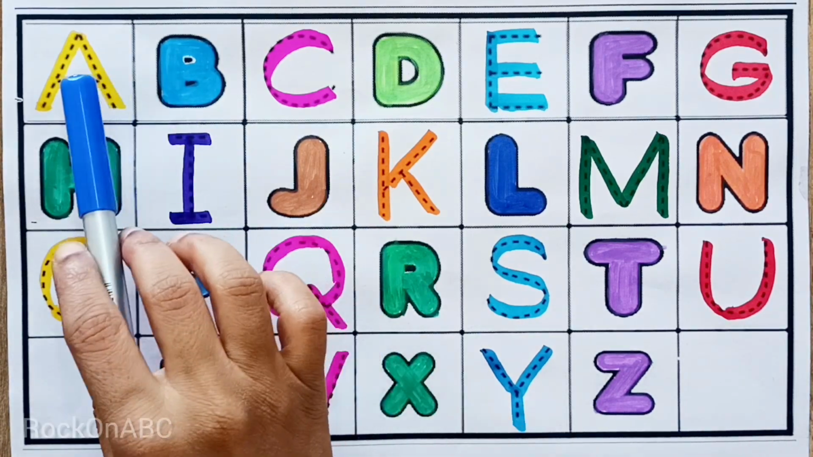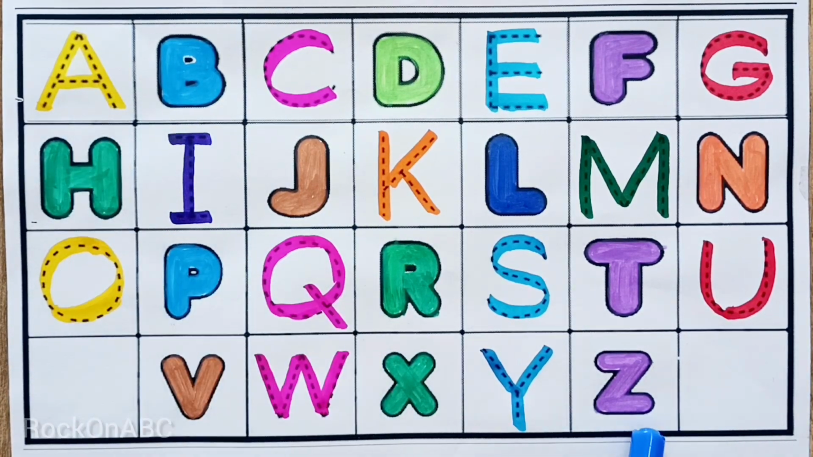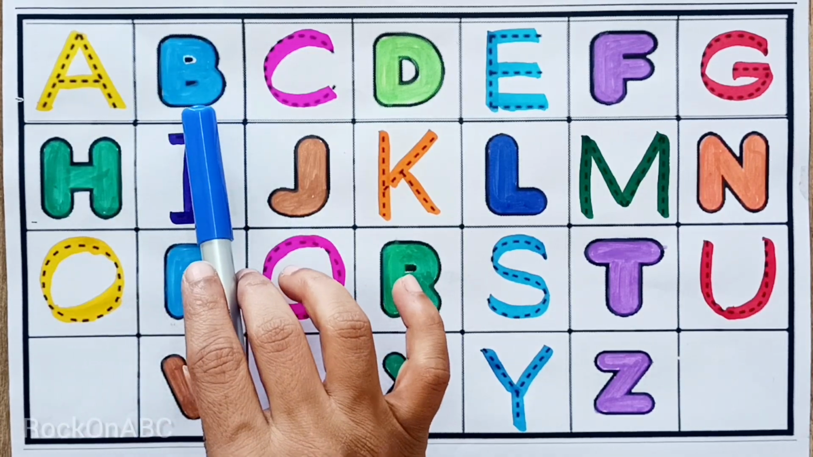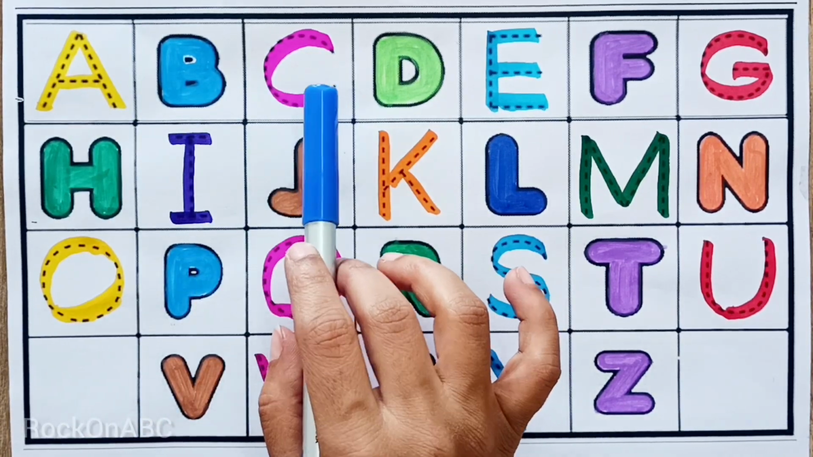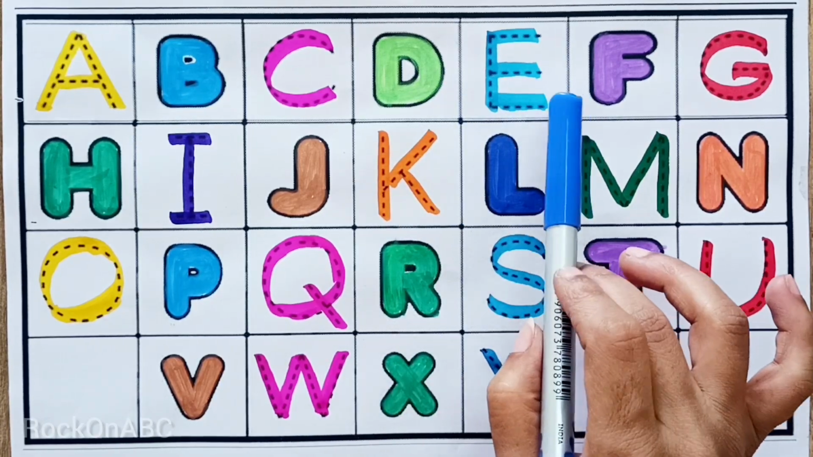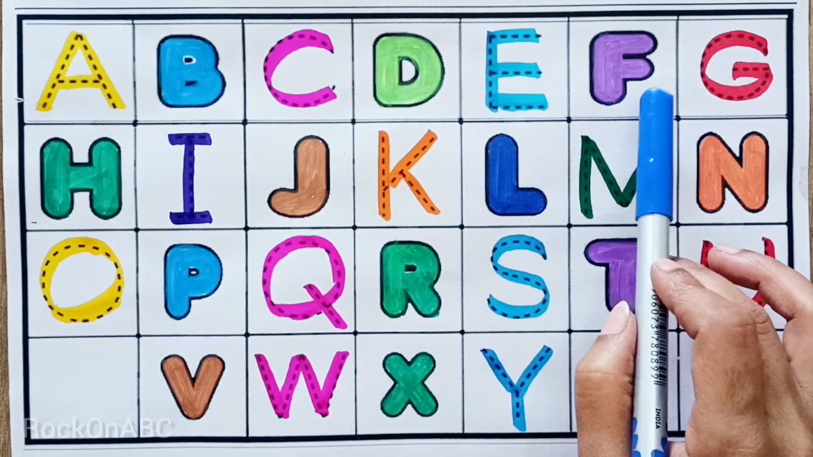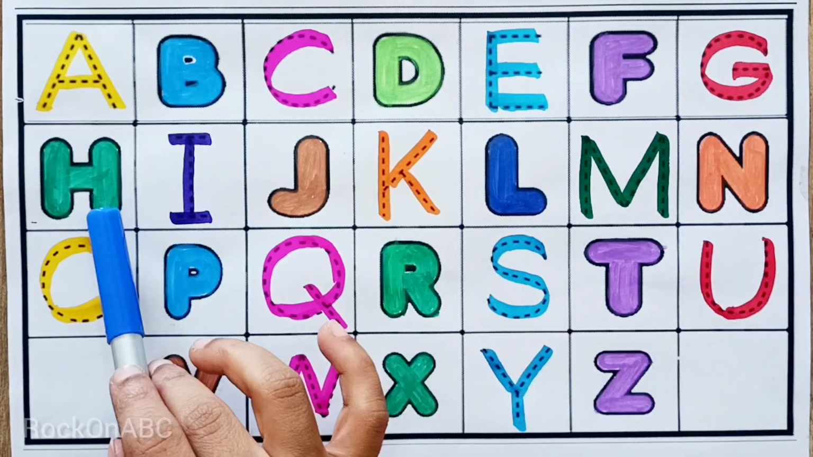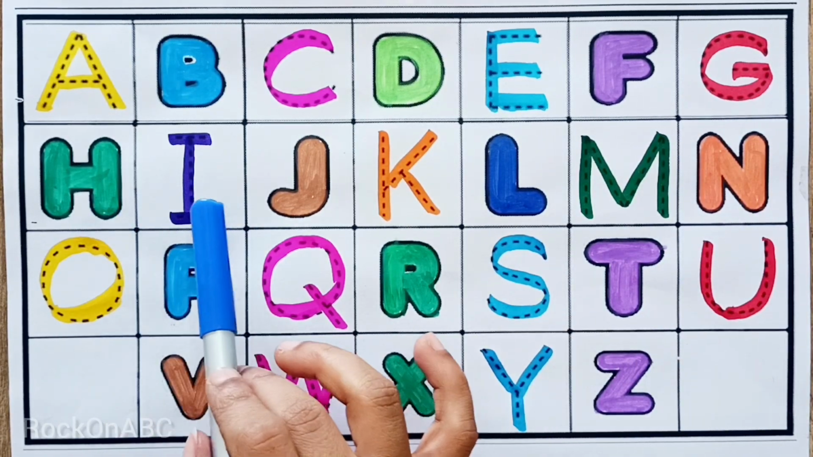Very good guys, today you have learned from A to Z. A for alligator. B for banana. C for caterpillar. D for doll. E for eagle. F for fish. G for girl. H for horse.